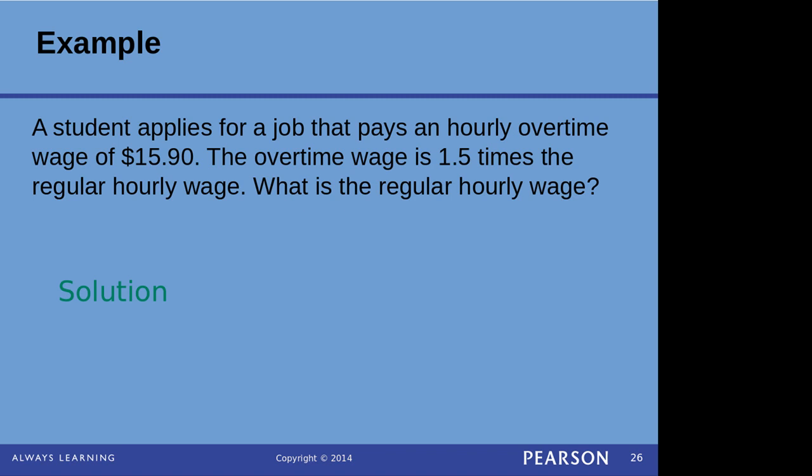So what I like to do is focus on each sentence and look for the keywords. A student applies for a job that pays an hourly overtime wage of $15.90. So $15.90 is going to get multiplied by any number, any hour. So come over to the blackboard here. I have some rate of 15.90 that I'm going to multiply the hours I work by.